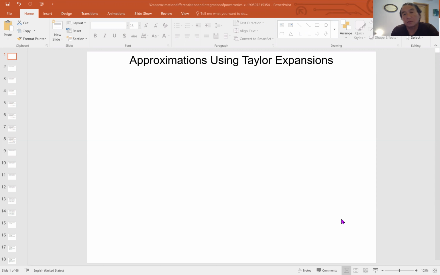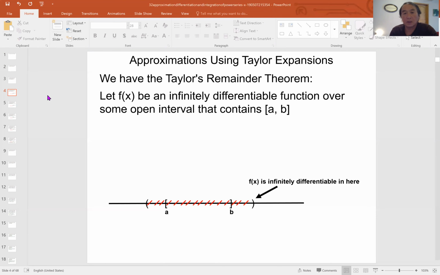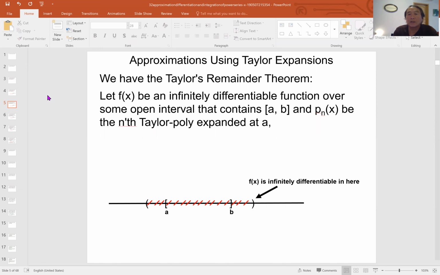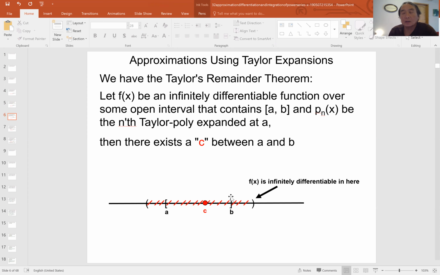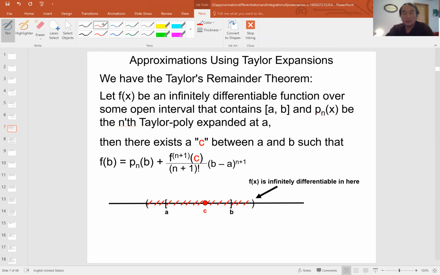The tool we're going to use is the remainder theorem, so let's review what the main remainder theorem says. We start with a differentiable function and calculate its Taylor polynomials, expanding at the point x equal to a. Then we use the Taylor polynomial to approximate the value when I put in b. Here's the remainder theorem one more time.